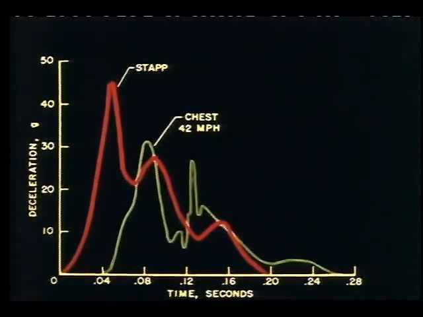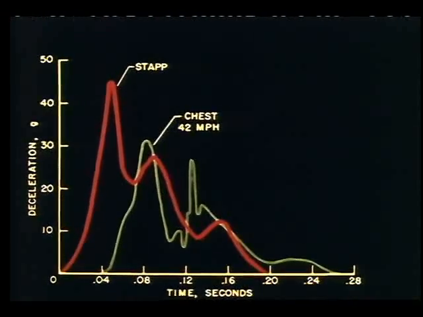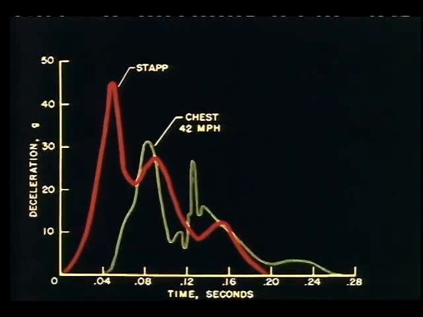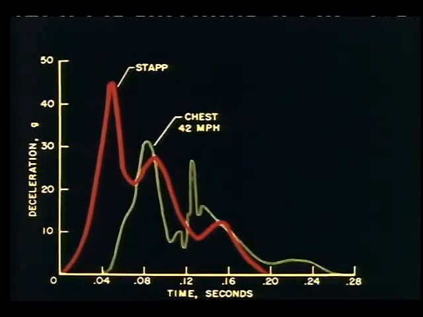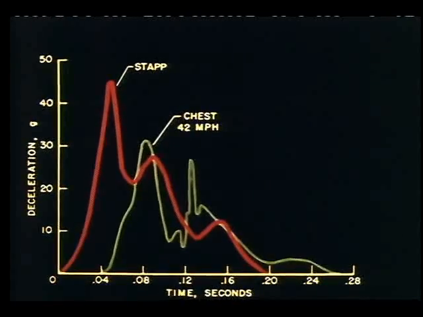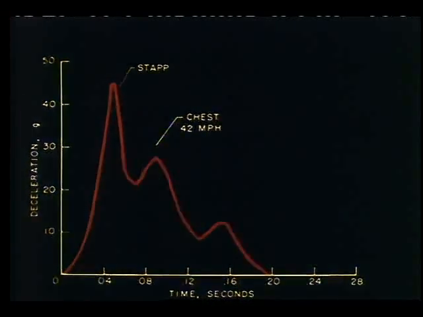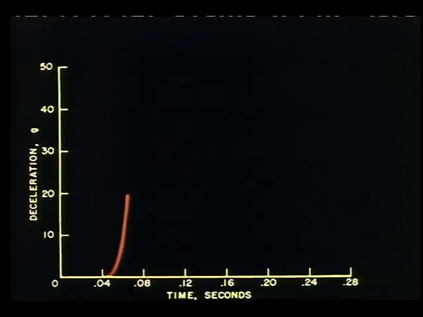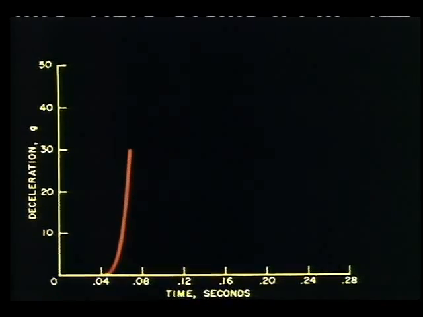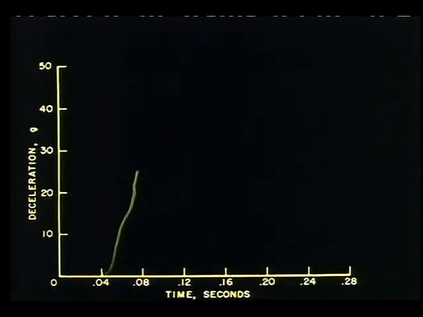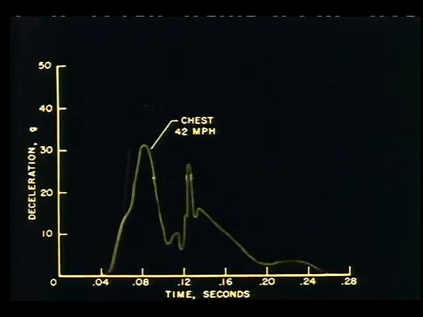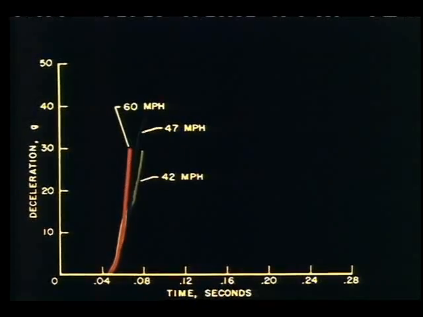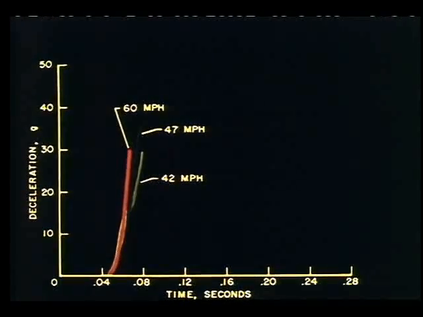And the maximum for the 42-mile-per-hour crash was 32 Gs. From the standpoint of magnitude and duration, these decelerations are within the tolerable limits established by Stapp's work. However, the rate at which the deceleration increases in these light airplane crashes varied from 2,200 Gs per second for the 60-mile-per-hour crash to 950 for the 42-mile-per-hour crash.